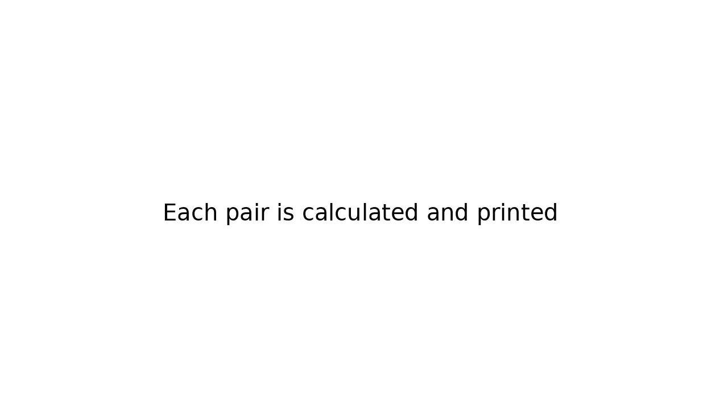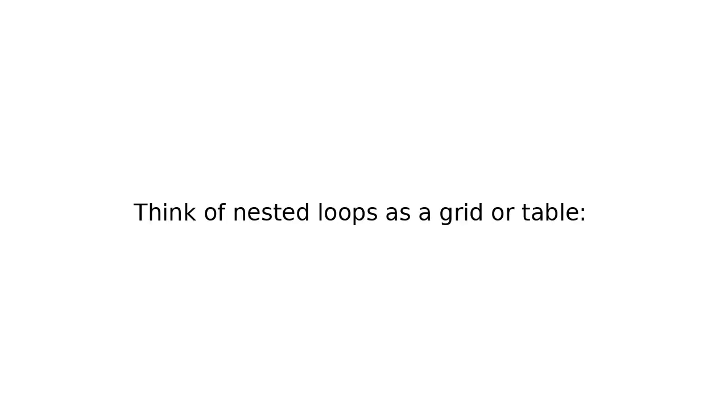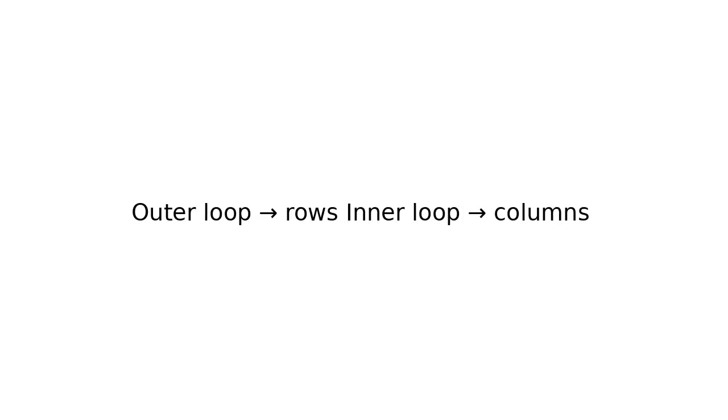Explanation. Outer loop: i controls rows of multiplication. Inner loop: j controls columns, the multipliers. Each pair is calculated and printed.